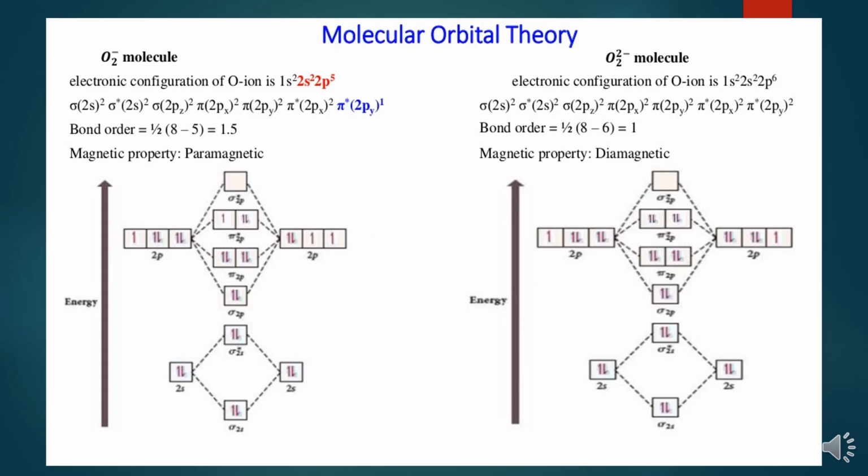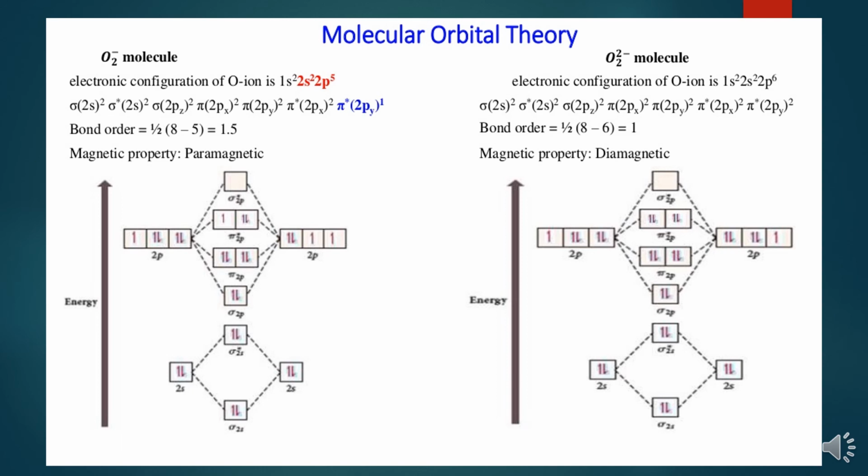Next is O2 negative, that is superoxide ion, and O2 2 negative, that is peroxide ion. And as these ions are negatively charged, they will have extra electrons as compared to the O2 molecule. The O2 molecule is a 16 electron system, O2 negative, that is superoxide ion, will be a 17 electron system, whereas peroxide ion, O2 2 negative, will be an 18 electron system. Accordingly, you can draw the diagrams by filling 1 more electron in O2 negative in pi star 2px.